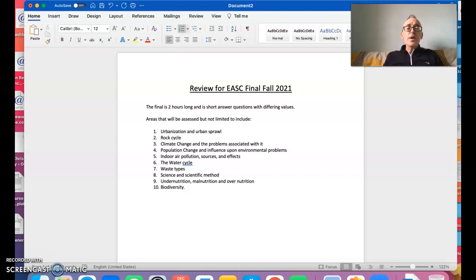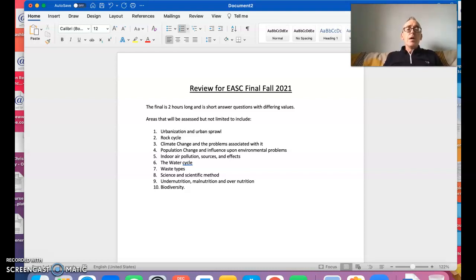The next is indoor air pollution. What are some of the sources of indoor air pollution and what are some of the effects? For example, what are the effects of lead? What are the effects of radon? What are the effects of carbon monoxide, things like this.